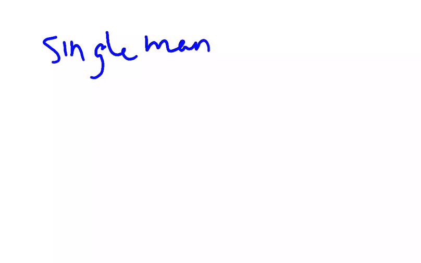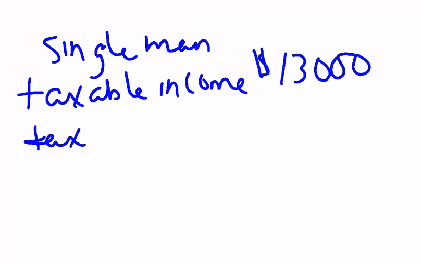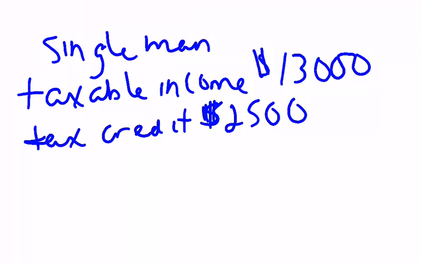Another example, a single man with a taxable income. So here they've already calculated the taxable income to be $13,000 and has a tax credit of $2,500. We want to know what will he owe or what will he gain in a refund.